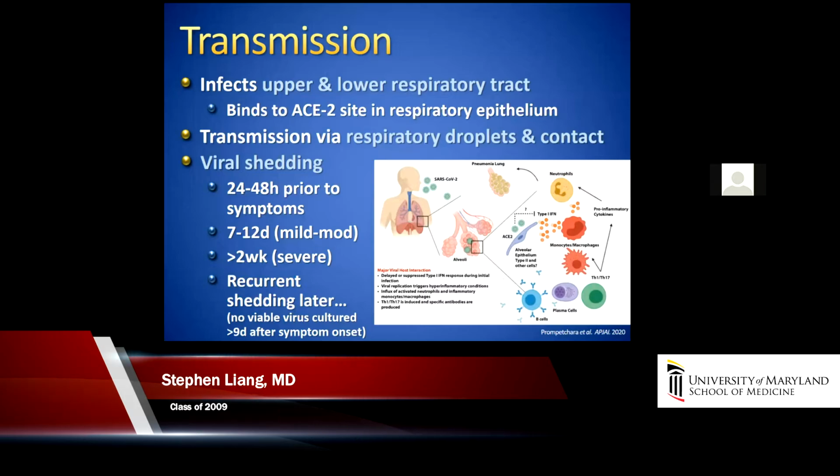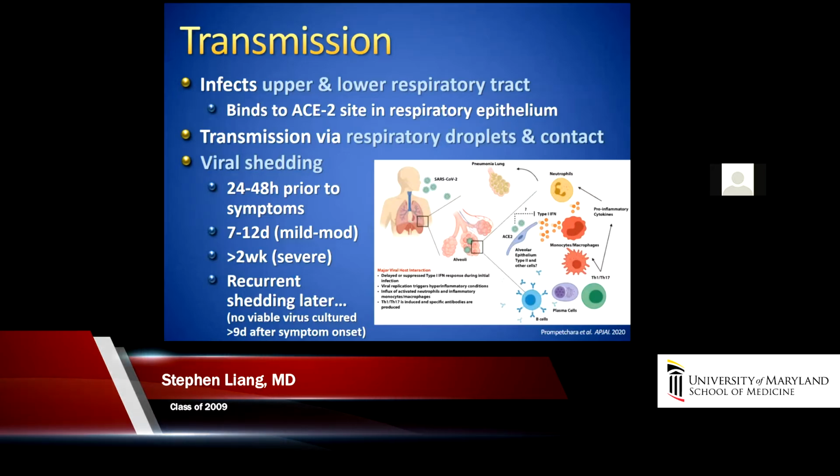As far as shedding, we know that most folks will start shedding within 24 to 48 hours prior to symptom onset. So this is virus that's being actively produced and then shed through your respiratory epithelium. It continues for the next week or so for mild to moderate cases of disease. For severe diseases, people can shed for far longer. Shedding is usually worst first in the acute phase of the disease.